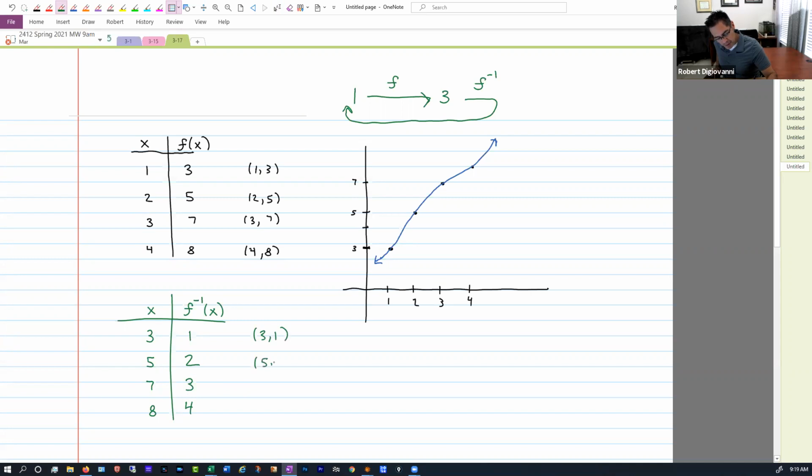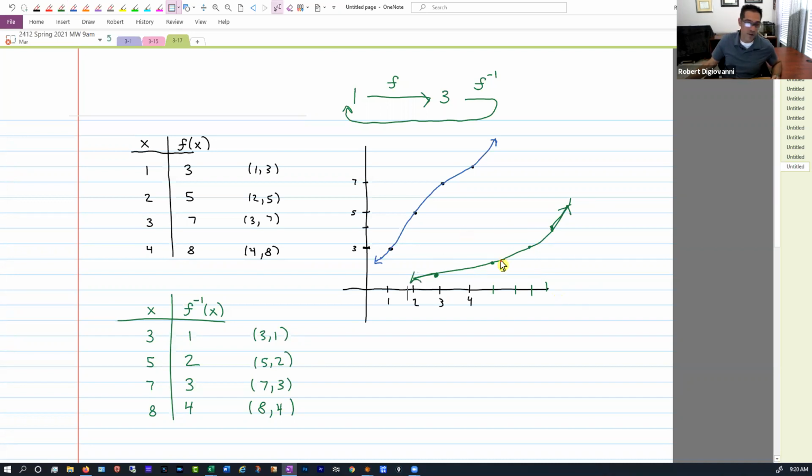Let's graph these points on the same axis as this. So 1, 2, 3, 4, 5, 6, 7, 8. If I graph the point 3, 1, I would go out 3, up 1. 5, 2, so 5, up 2. And then 7, 3 would be about there. And then 8, 4 would be about here. Now, if I draw these and connect them, I get this picture.